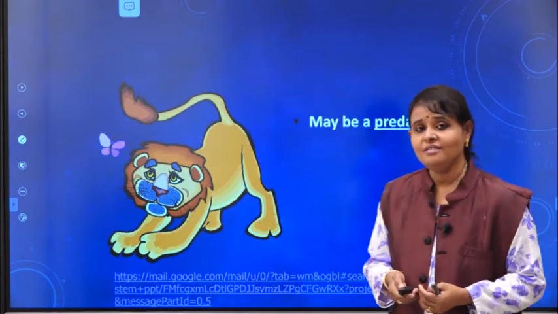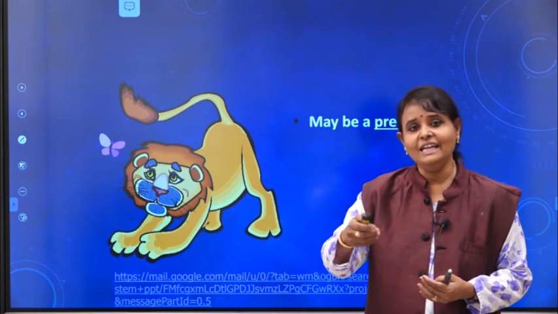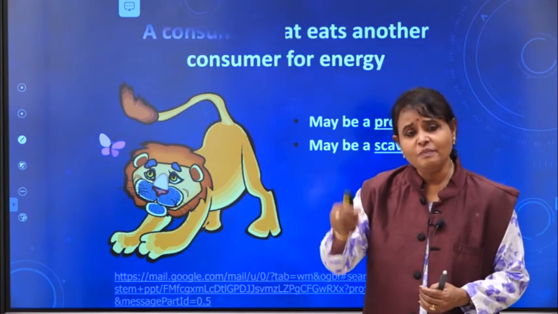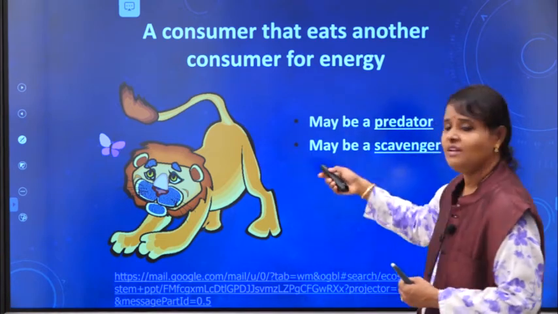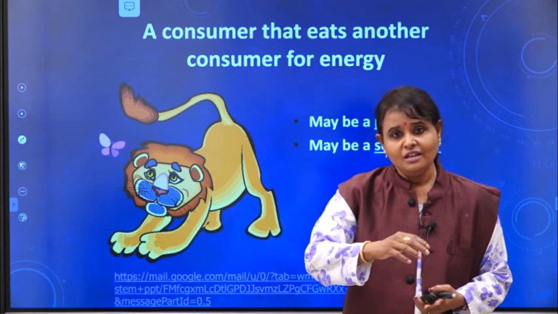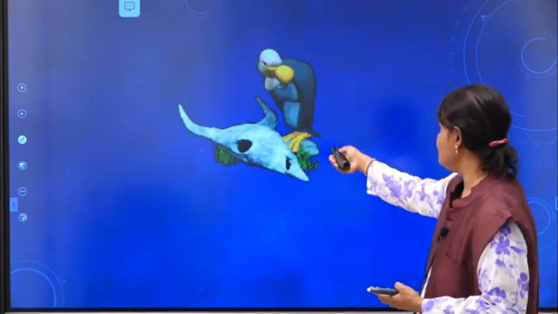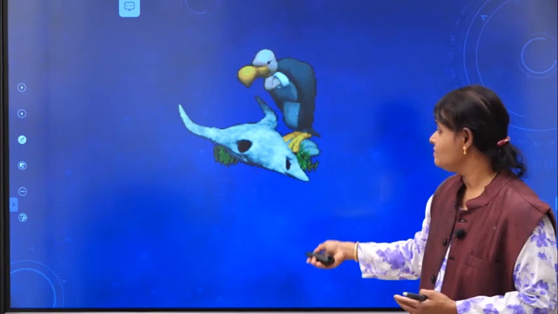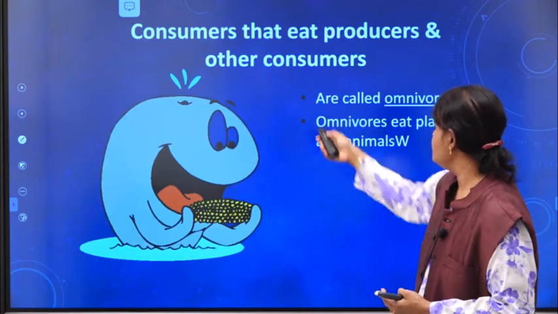See, what is a predator? Predator means which eats live organisms. Lion, it kills deer and eats. It's a predator. You can also give an example of lizard. It's also a predator because it eats insects, live organisms. It may be a predator or scavenger. What do you mean by scavenger? Organisms that have already died. Such dead organisms are eaten. Then it becomes a scavenger. You can see. Scavenger example. It is eating dead organisms. Consumers, that is other consumers, already died. This is an example. You can see this.